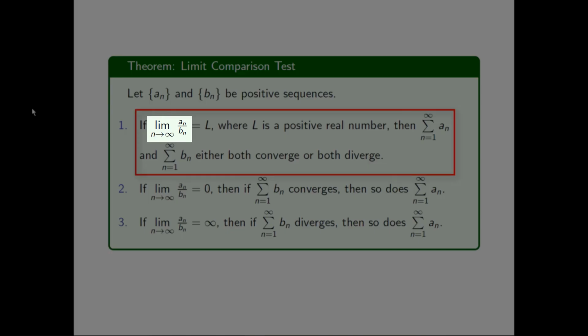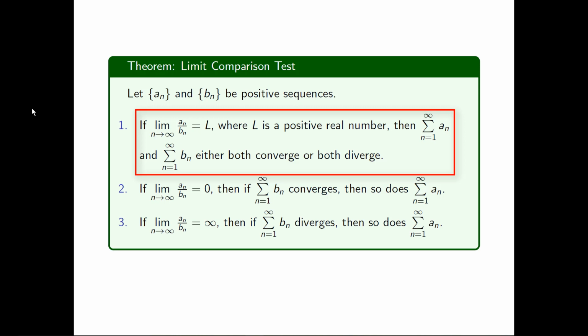We're going to take this ratio. We're going to take an over bn, and we're going to take the limit of that as n goes to infinity. And what we're looking for is that to equal some L, where L is a positive real number. Okay? And what this says is, if we can get this ratio to equal L, where L is a positive real number, then the sum of the an's and the sum of the bn's either both converge or both diverge. In other words, they do the same thing.